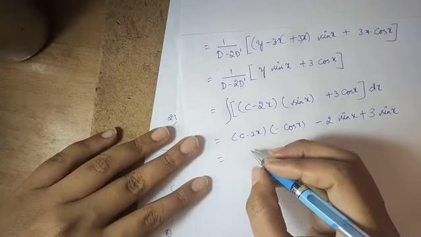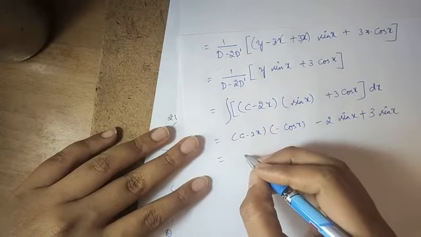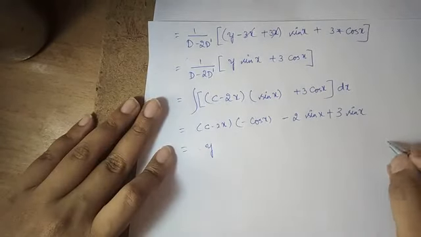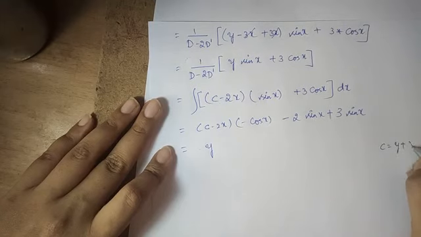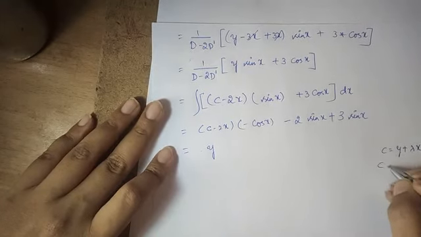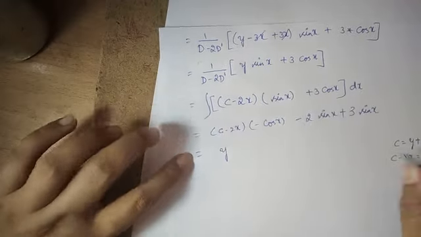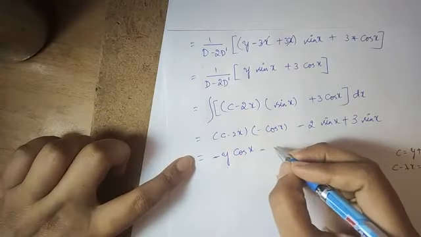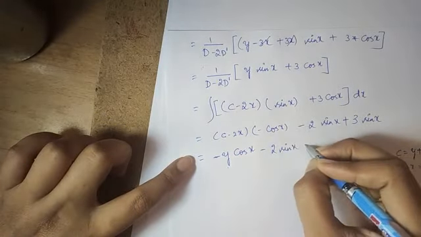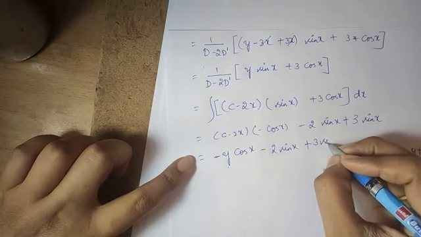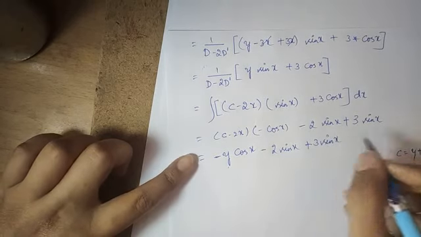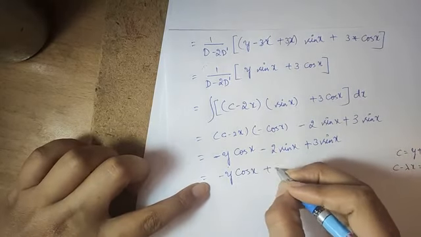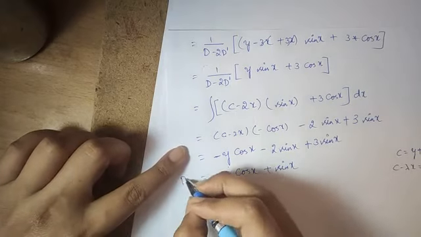So what will you get now? C minus 2x is nothing but minus y, because initially we take c equal to y plus lambda x. So c minus lambda x is nothing but y. So y as it is, into cos x with negative sign, minus 2 sin x plus 3 sin x. So minus 2x plus 3 sin x is plus x. So minus y cos x plus sin x. This is my particular integral.